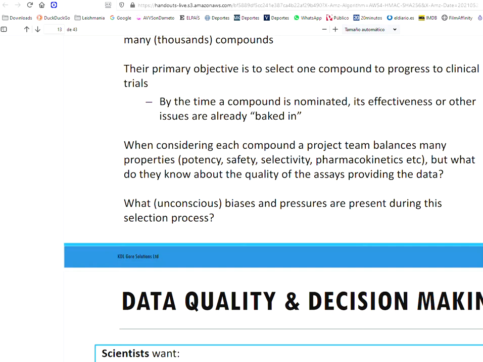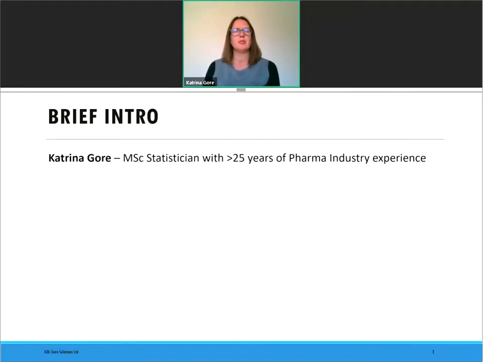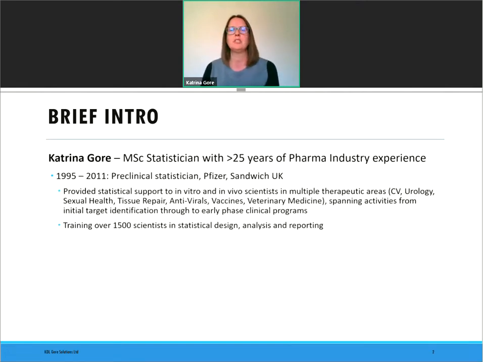So I am a statistician by training. I'm not a pharmacologist, chemist, or any particular science. I'm a maths and stats graduate, but I've been in the pharmaceutical industry for more than 25 years now. So when I was young and fresh-faced many years ago, I joined Pfizer down in Sandwich in the UK, and I joined their preclinical statistics team. It was one of the biggest preclinical statistics teams in the UK at the time, but it still was quite tiny. But we provided stats support to all the scientists based at Sandwich in the UK.